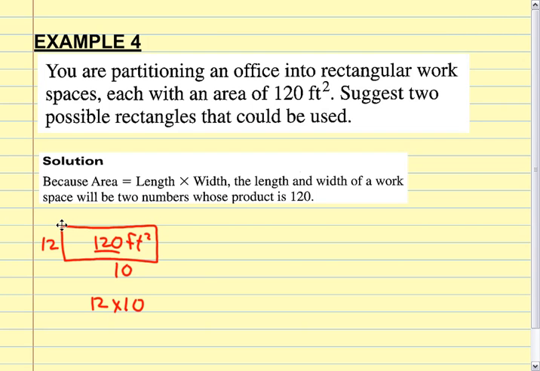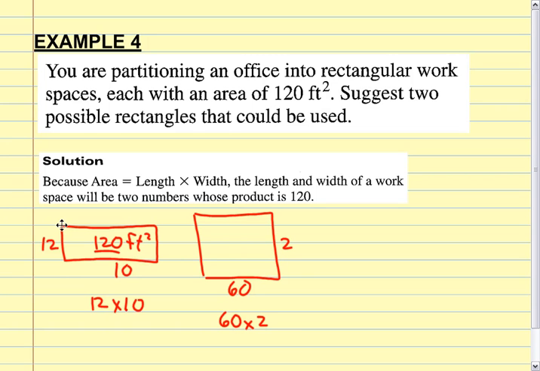That's one possibility. How about another one? Does anyone have another one that they could give me? Isabel? How about 60 times 2? That might be a weird office to be in, right? 2 feet wide and 60 feet long. Okay, that'd be kind of weird, but there you go. 60 by 2, that would give us 120 feet squared.